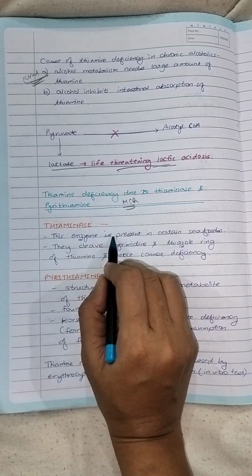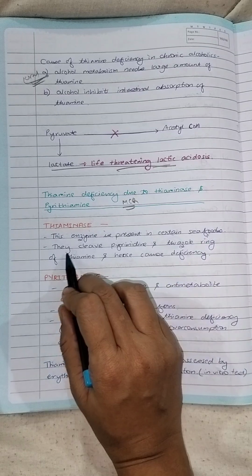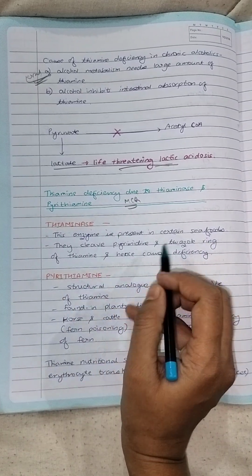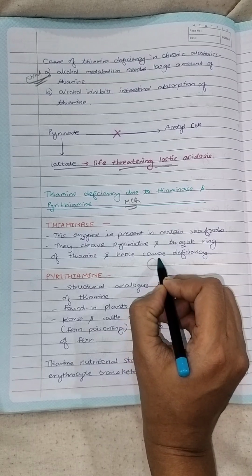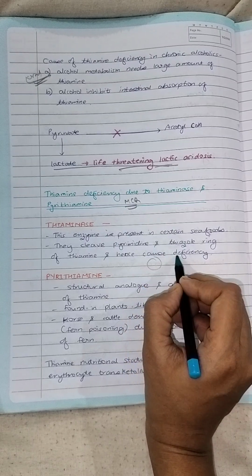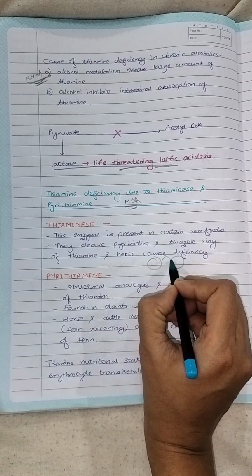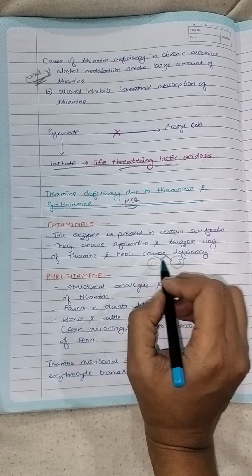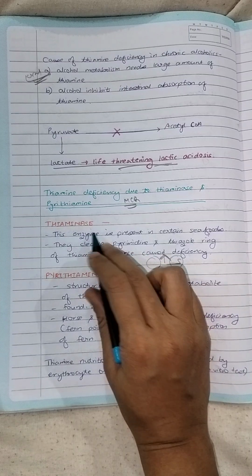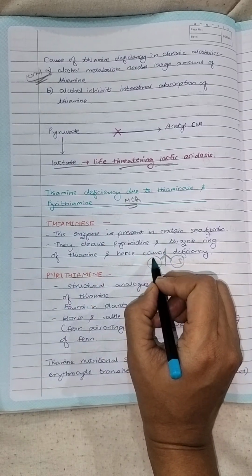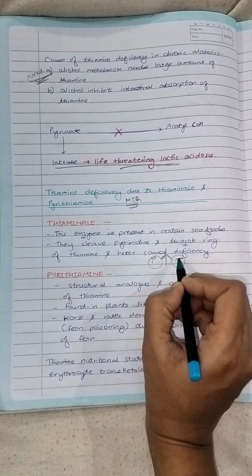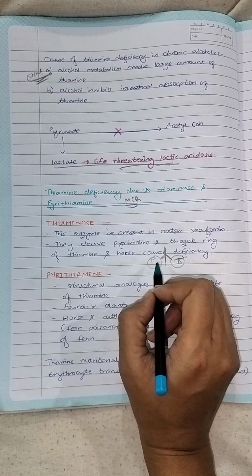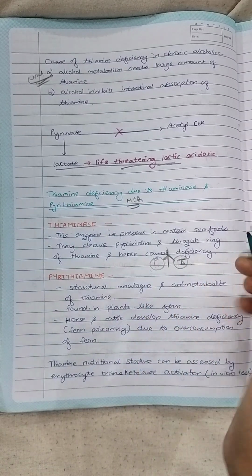What is thiaminase? This enzyme is present in certain seafoods, and they cleave the pyrimidine and thiazole ring of thiamine and hence cause a deficiency. So here the structure is important. The pyrimidine ring and thiazole ring, which we have studied, are connected together with the help of methylene bridge. The thiazole contains sulfur atom. So what causes the thiaminase enzyme? It cleaves these two pyrimidine and thiazole ring structures. So the structure of the vitamin is broken down, and hence it is inactive.